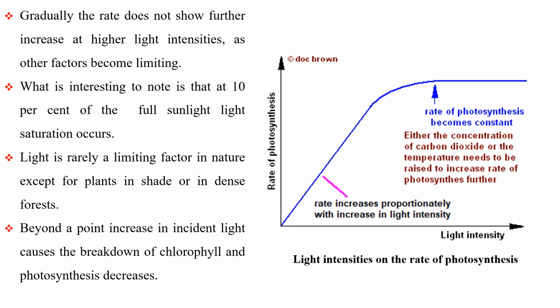What is interesting to note is that at 10% of the full sunlight, light saturation occurs. Light is rarely a limiting factor in nature except for plants in shade or in dense forests. Beyond a point, increase in incident light causes the breakdown of chlorophyll and photosynthesis decreases.